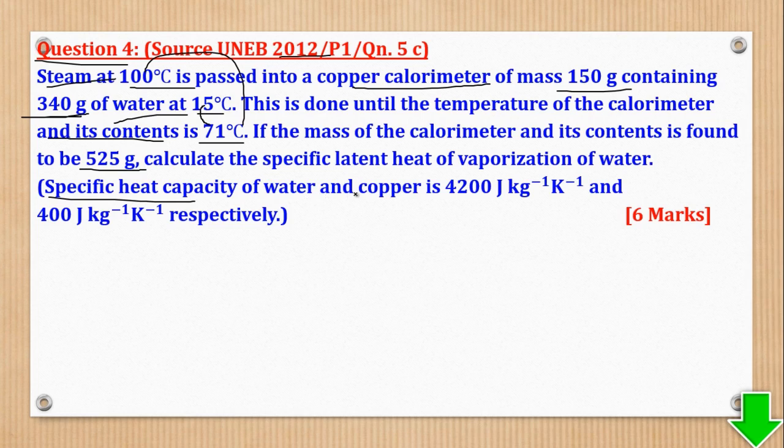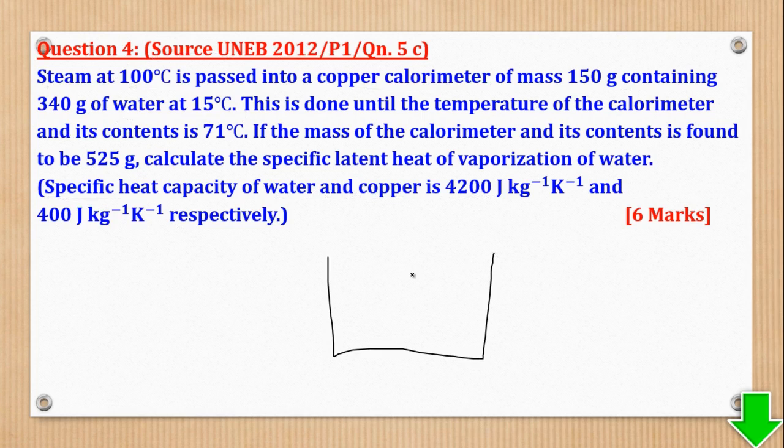So we're given the specific heat capacity of water and copper, respectively. Here we have a copper calorimeter. Initially it has some water. Then you pass in steam. But remember, as the steam goes in, it condenses and turns into water. That is why the mass here increases. So with that, let's go to the solution.